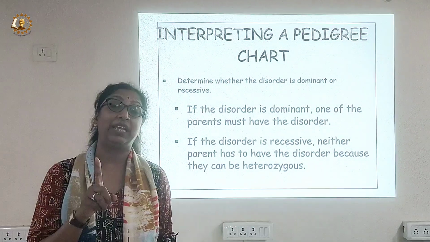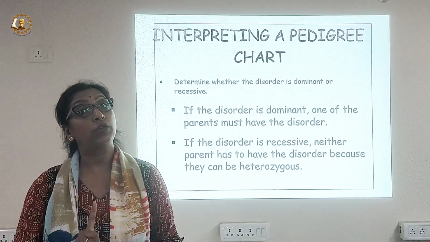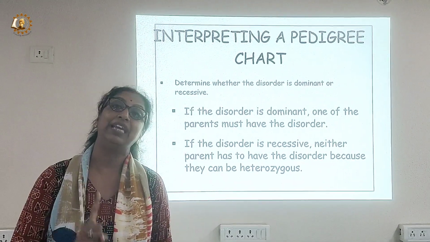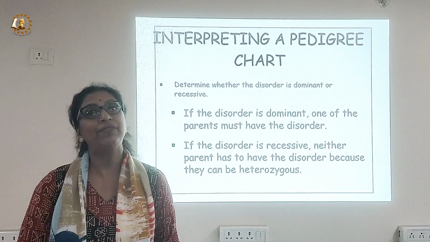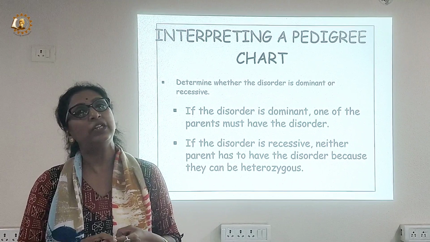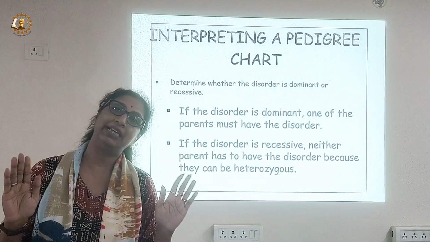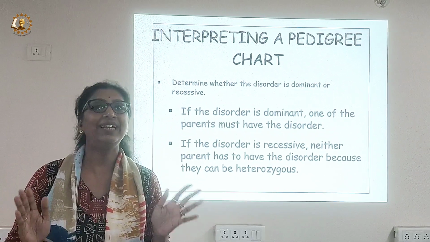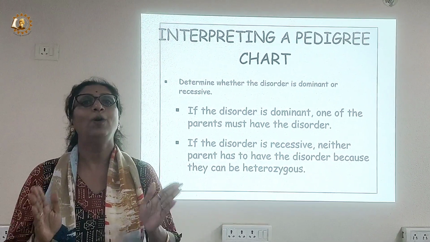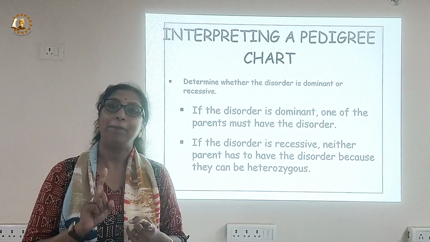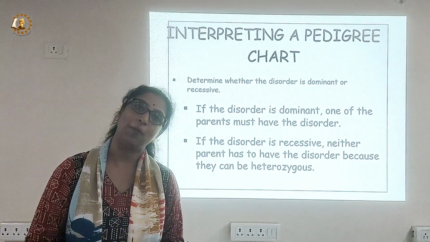Another most important thing, please remember: in the case of dominant disorder, parents are always heterozygous. Because if they are homozygous dominant, then obviously all the offspring in F1 would be affected. So practically it is not possible. So in all cases related to a dominant pedigree, parents are heterozygous dominant.